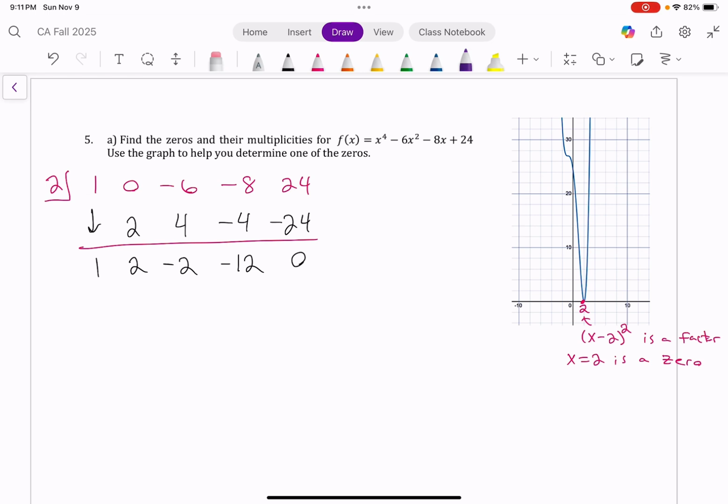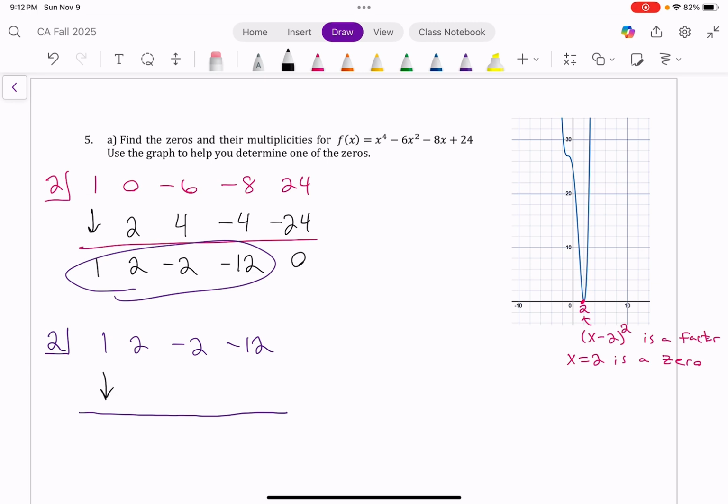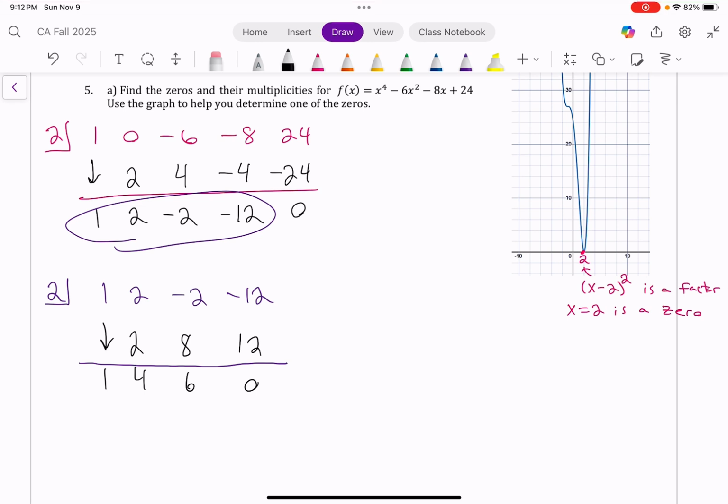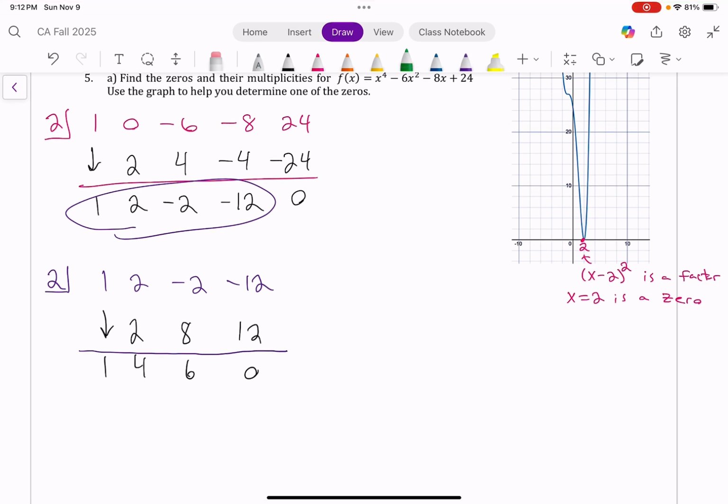So we're going to take this cubic polynomial and divide it one more time by 2 again, because we know 2 is a zero showing up twice in this function. We're going to do synthetic division again, same process. And we see that we get a zero remainder again. So we're going to take this quadratic, x squared plus 4x plus 6, and we try to factor it. We can't, because factors of 6 that add up to 4 don't exist.